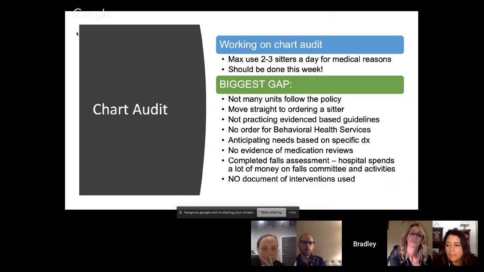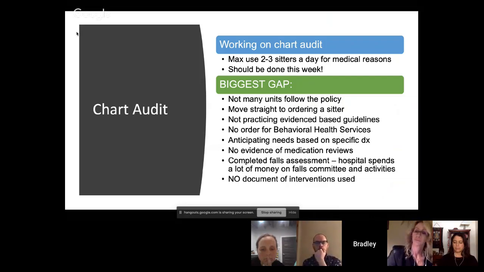But some of the biggest gaps that we see, not many units are following the policy. They move right straight to ordering a sitter without considering other excellent interventions. They're not practicing evidence-based guidelines. And oftentimes they don't have us come in to see the patient to provide our own recommendations through the behavioral health department. So definitely some things that we can work on. But one thing is for sure, at the end of this process, hopefully that is something that we'll be able to ensure that the sustainability of safety and fiscal responsibility is present.